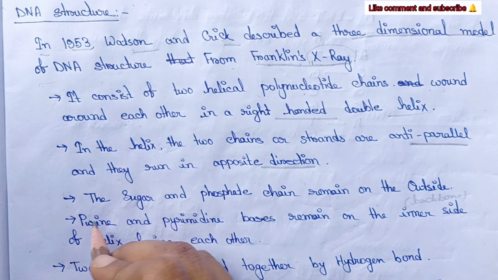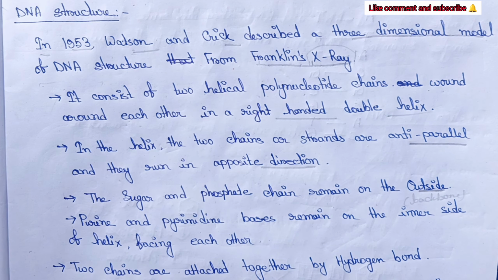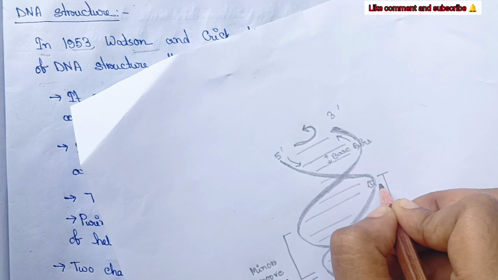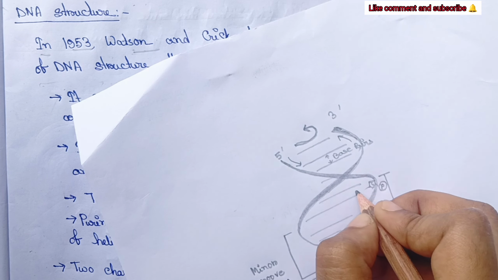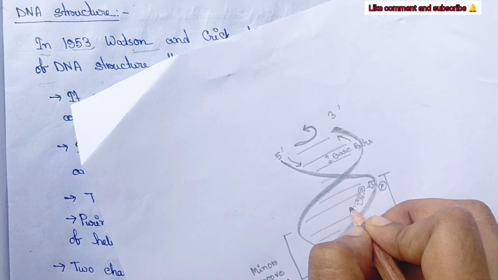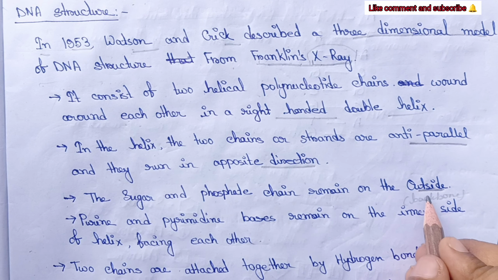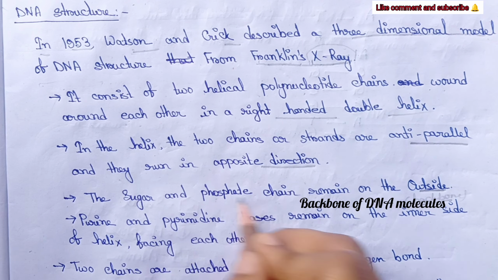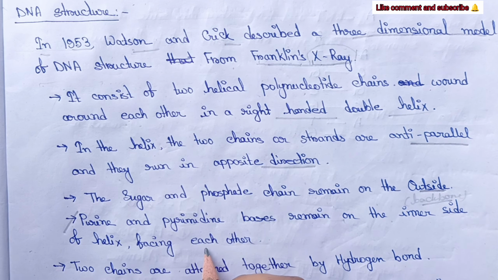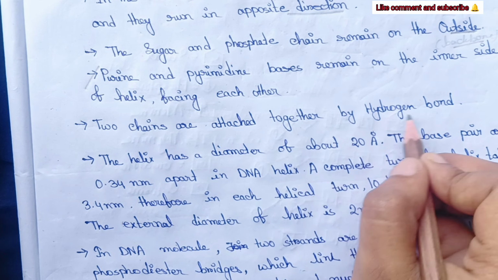Then in the third point, the sugar and phosphate chain remain outside. Means in this structure there are sugar and phosphate groups, while the bases adenine, guanine, thymine, cytosine are all present inside the structure. So the sugar and phosphate chain remains outside, so it's called the backbone, and purine and pyrimidine bases remain on the inner side of the helix facing each other. The two chains are attached together by hydrogen bonds.